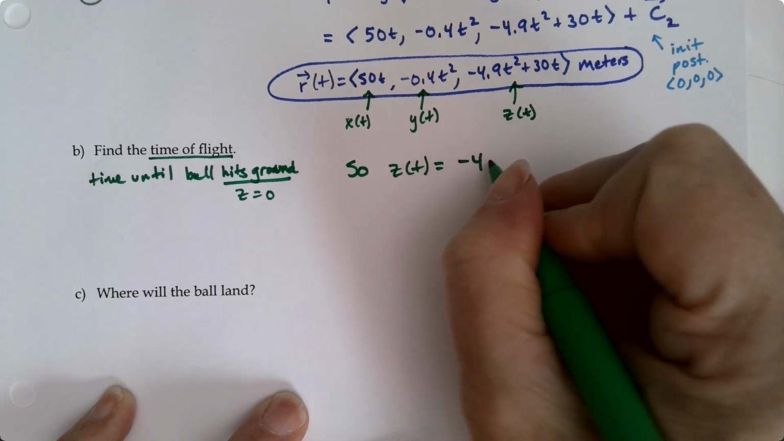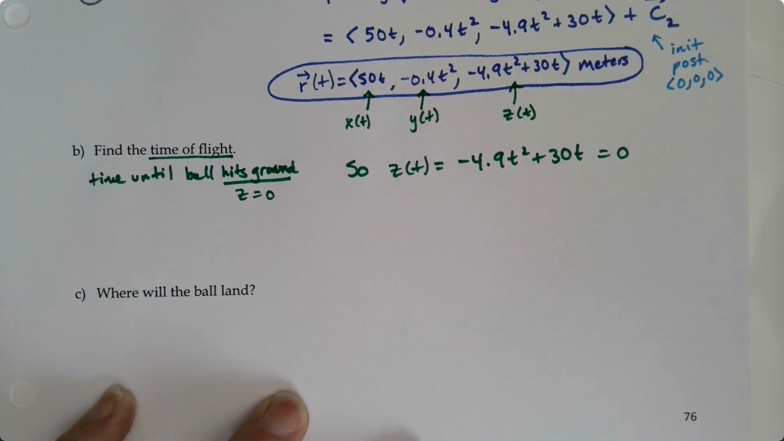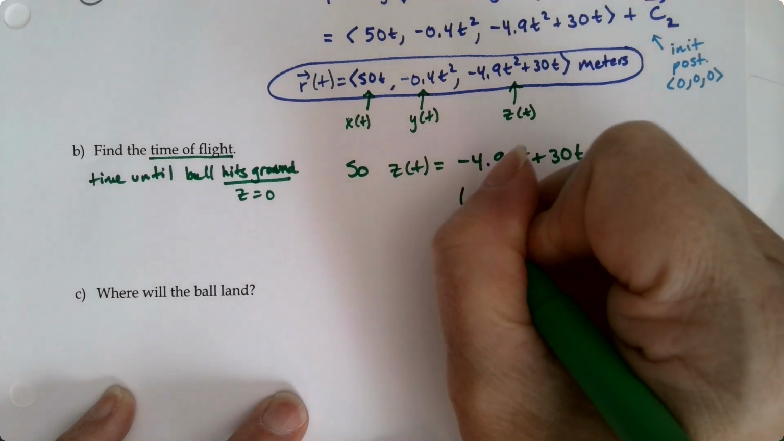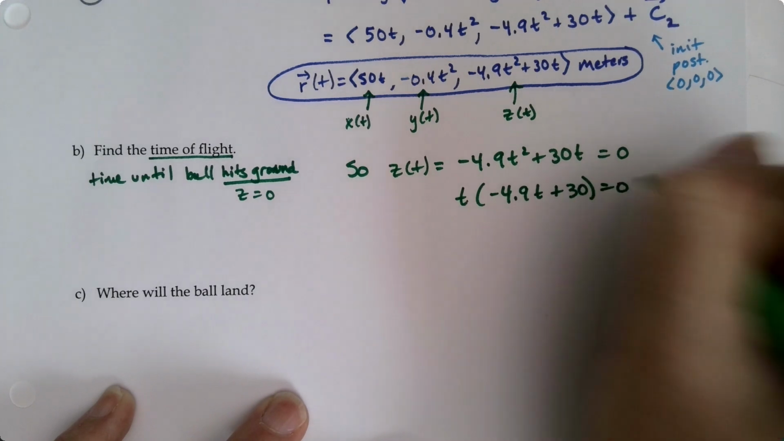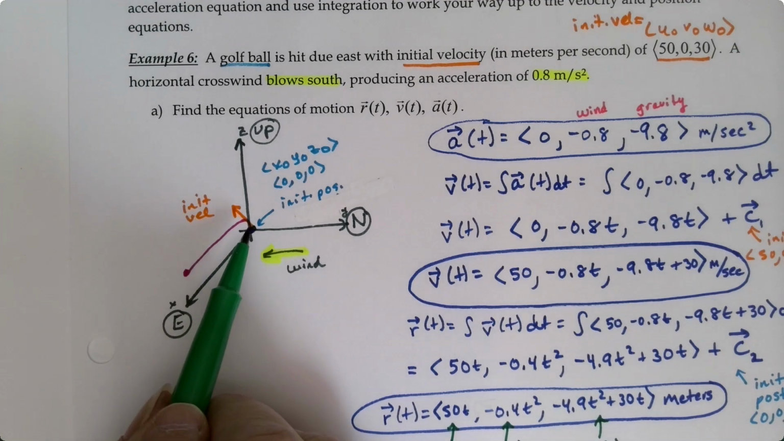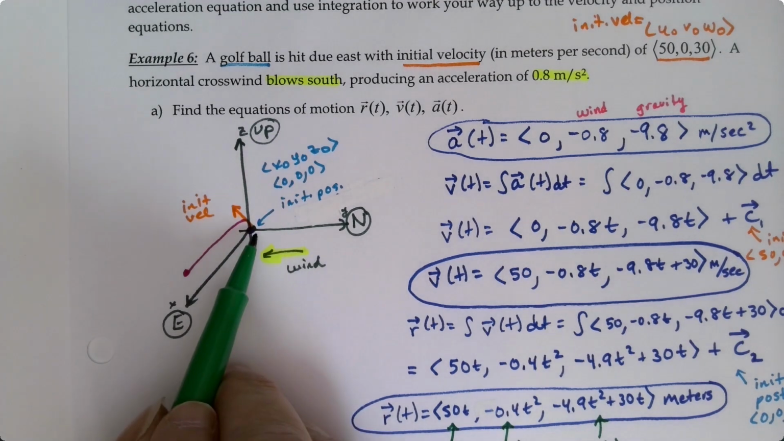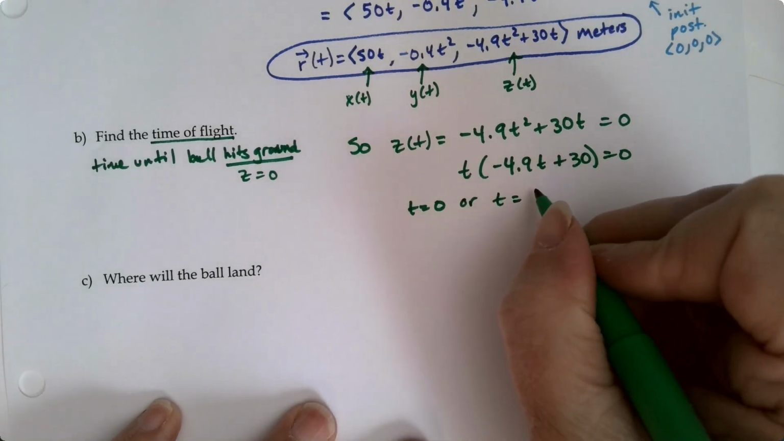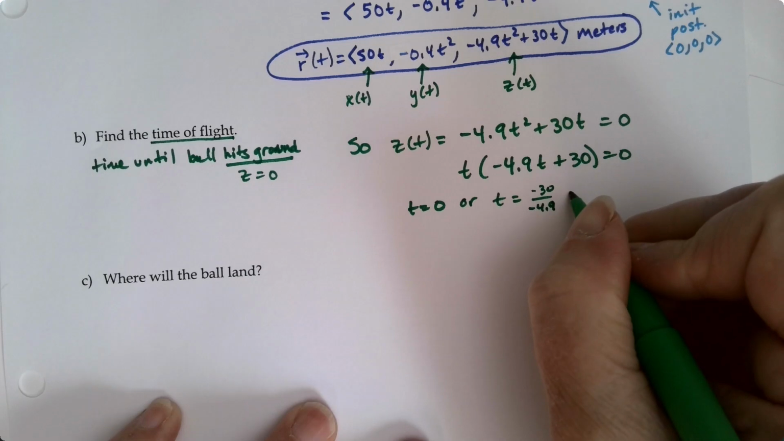which is negative 4.9 t squared plus 30t, and we want to set it equal to 0 and solve. Luckily, this one's really easy. They both have t in them, so you could take a t out, and it leaves you negative 4.9 t plus 30 equals 0. So either t equals 0, well, oh no, duh, right? It started off at an initial position of 0. So z was 0 at the beginning, so that's easy. Or t equals negative 30 divided by negative 4.9.